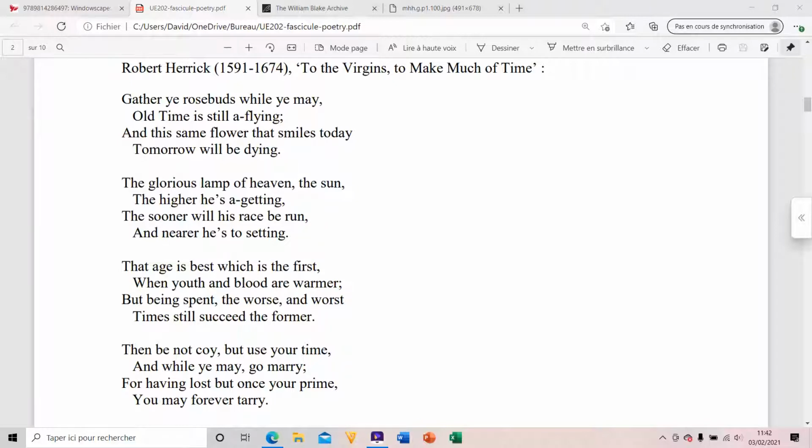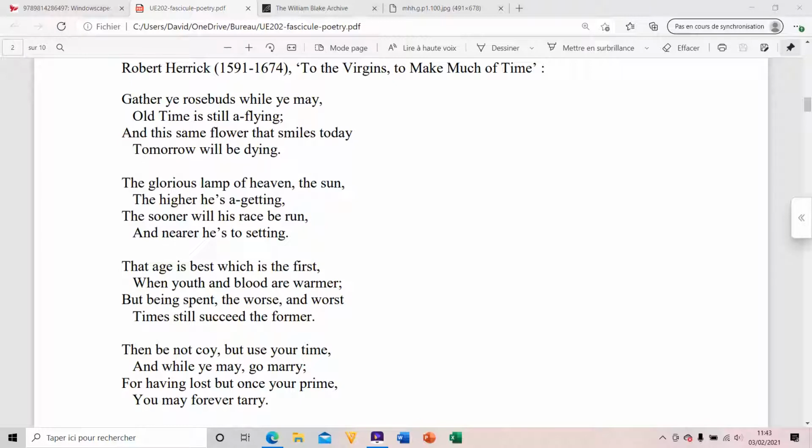Otherwise, we simply have a series of images here which evoke the cycle of the seasons and the cycle of the day. Okay, so in the first stanza, the flower that blooms in the spring, the first line evokes the spring. The fourth line, the flower is dying, the end of the season. So we evoke time through the cycle of the seasons in the first stanza.